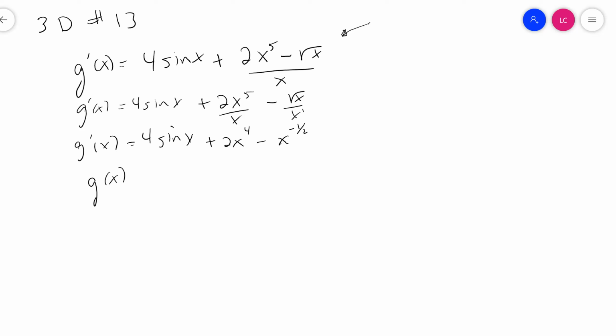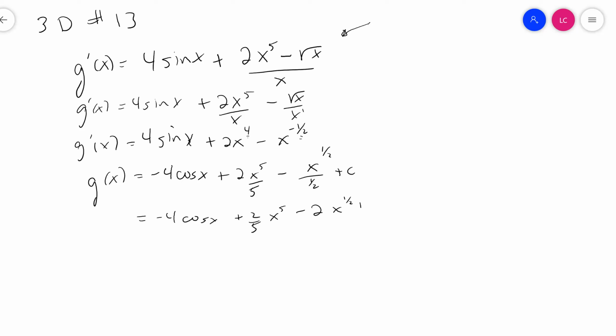So that means the antiderivative. What can I take the derivative of to get sine? That would be negative cosine, and I carry the 4 along. I carry this 2 along, and I add 1 to the exponent. So I get this, carry the negative along, add 1 to the exponent, over 1/2 plus c. So I'm just going to invest a moment to fix it up. So I get plus 2/5 x to the fifth minus 2 x to the 1/2 plus c. All right, so that's D, homework D.